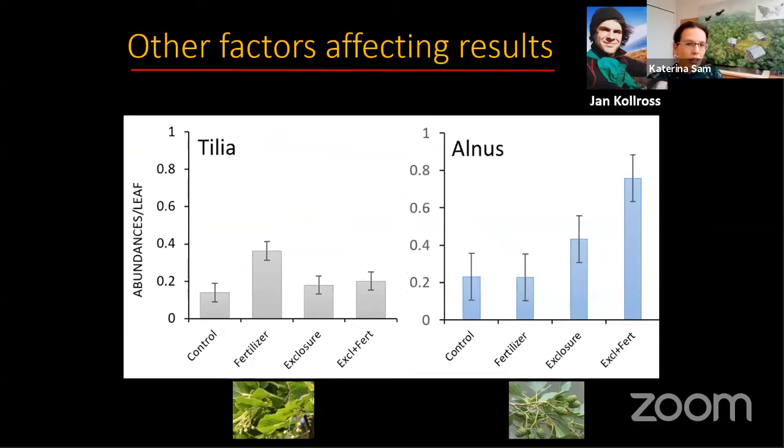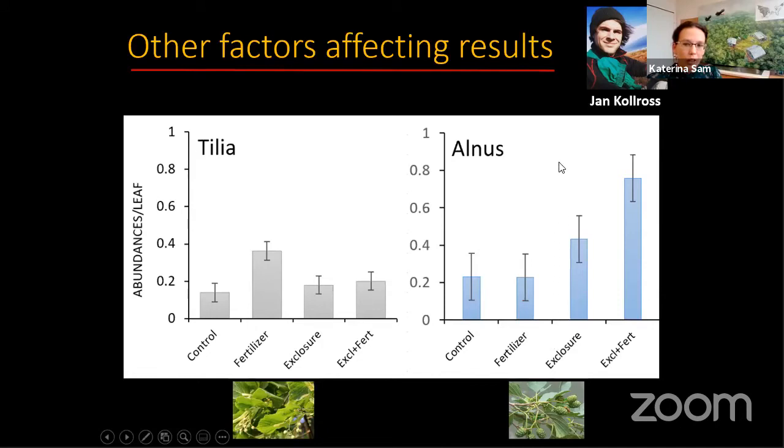But we have seen also in another experiment that the results might be affected by the access of the plants to nutrients. When our student Honza Kolros was working on Tilia and Alnus in the temperate region, and again built the exclosures along them and fertilized them, we saw that in Tilia, which is a very nasty, disgusting plant species by itself, the abundances of the insects increased after the plant was fertilized, which means that it became more yummy, more insects arrived to it. While the Alnus, which is a plant growing in very poor soils, not needing many nutrients altogether, the fertilizer itself didn't do anything to it.